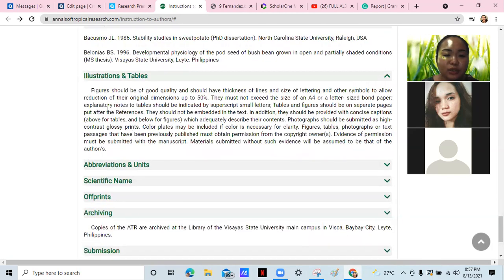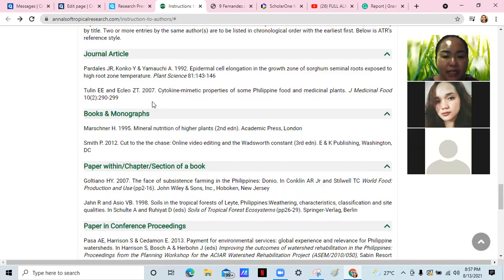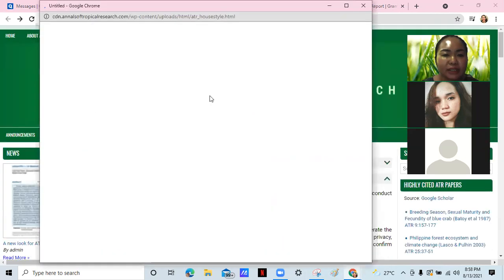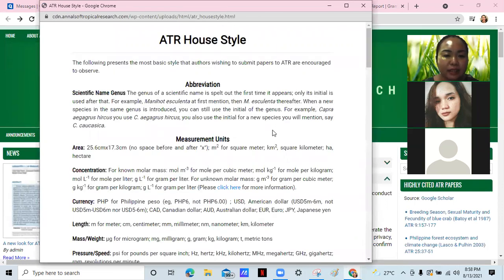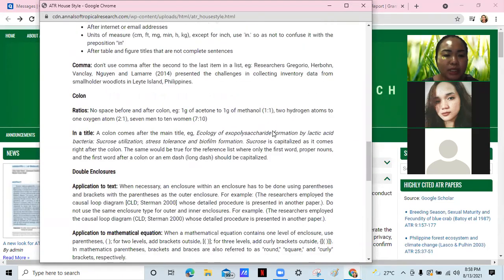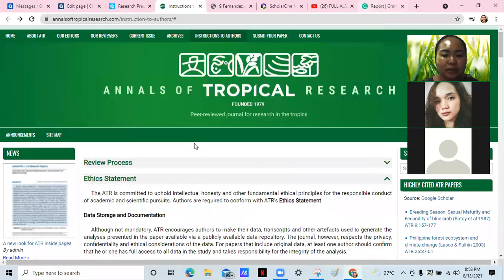And there are also formats for illustrations, tables, abbreviations and units. So milligrams, grams, kilograms are written this way. S for second, H for hour, and so on. Actually, there is a house style here that you can just click. We have discussed this house style before. And measurements, punctuation, tables, figures, there are formats for those.